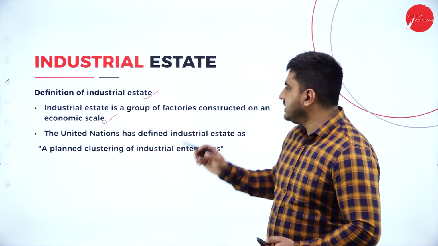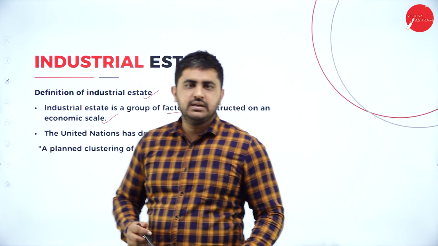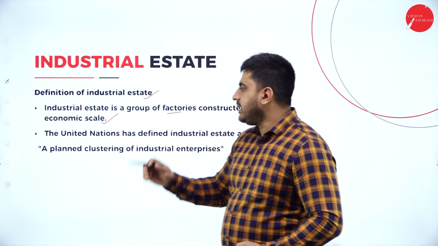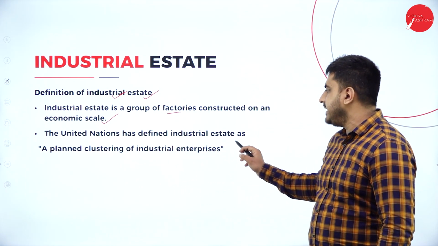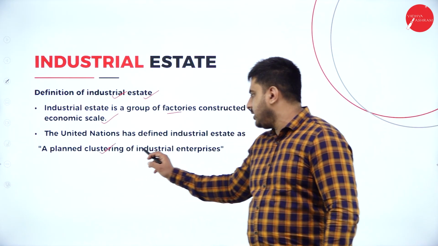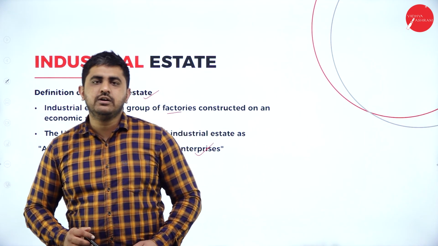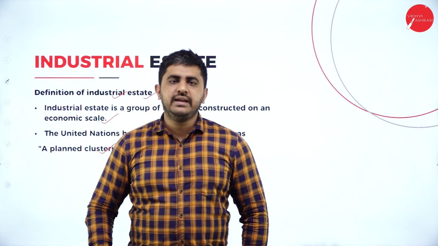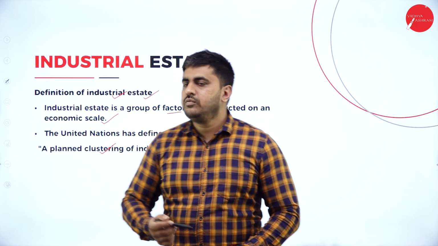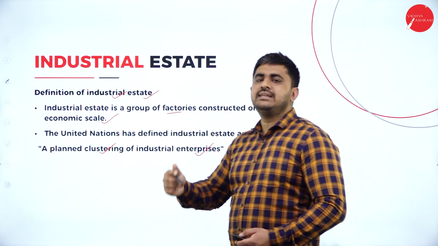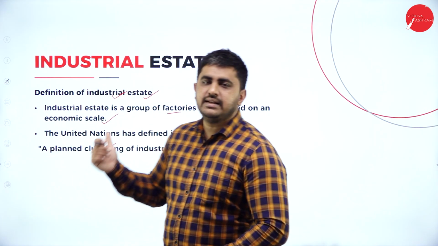So here what happens is, a group of factories, for example 100 to 200 factories, form a cluster and they become an industrial estate. The United Nations has defined industrial estate as planned clustering of industrial enterprises. That is, there is a cluster of nearly 100 to 200 industries operating in an area. For example, there is a 300-acre plot. Inside that plot there are nearly 100 to 150 industries. That plot together is called an industrial estate.